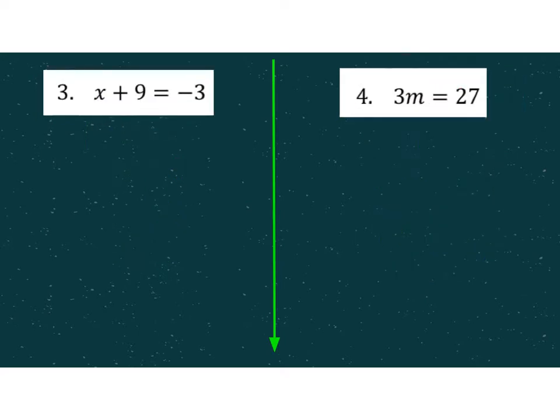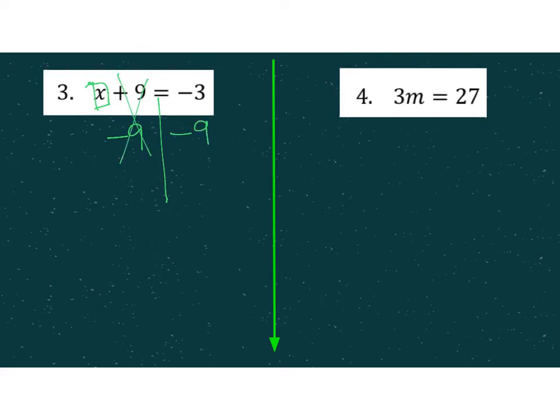Let's take a look at number 3. I have x plus 9 is equal to negative 3. So here's my variable that I'm trying to isolate. I need to get rid of the addition of 9. Here's my equal sign, so I know that that's what I'm trying to balance on the left and the right. If I'm getting rid of the addition of 9, that means I'm subtracting 9, because the opposite of addition is subtraction. If I subtract 9 on the left, I need to subtract 9 on the right.